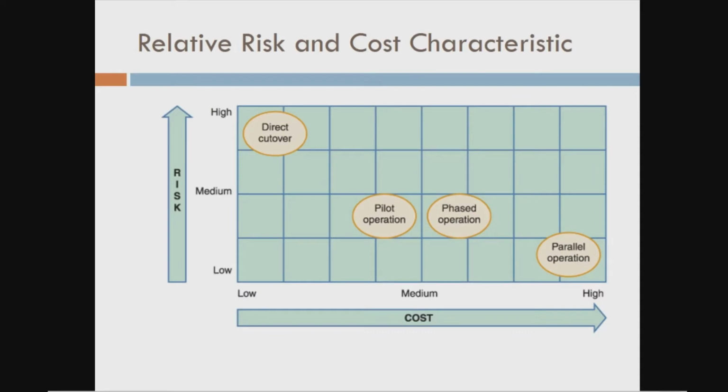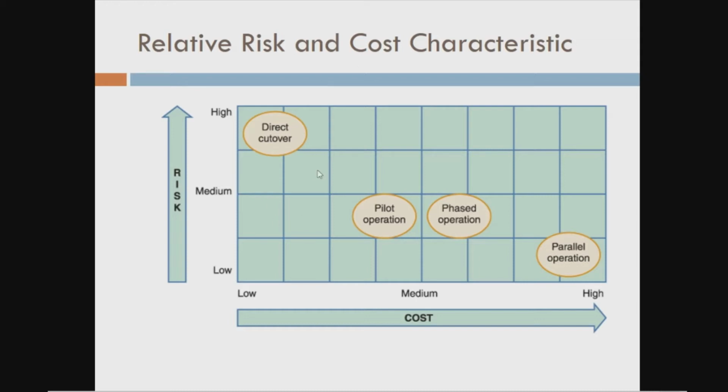Okay, here is about the relative risk and cost characteristics. It depends on the risk and the cost. So we have risk here and we have cost here. Based on the system changeover, if we use the direct cutover, the risk is high, because we do not know whether our new system is compatible with the current situation. The risk is very high, but the cost is low, so we just cut the old part and just use the new part.